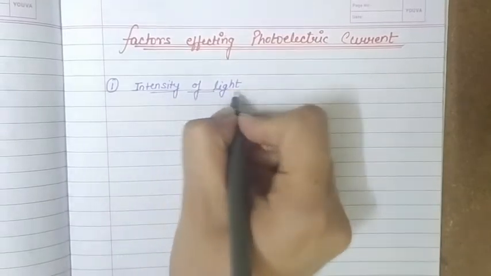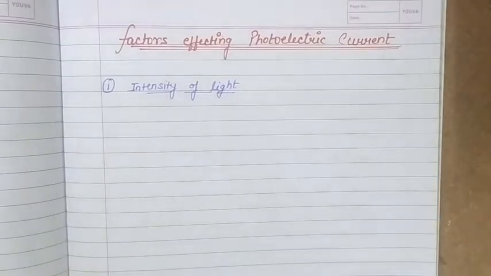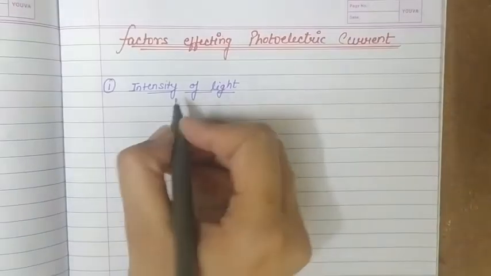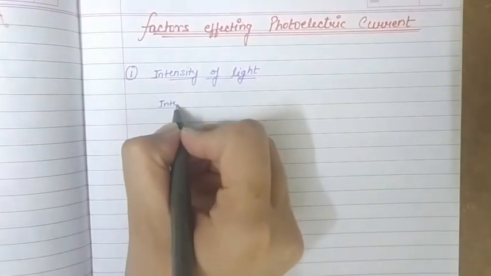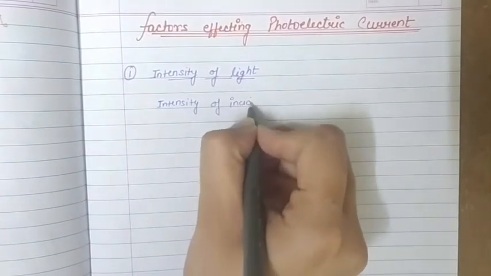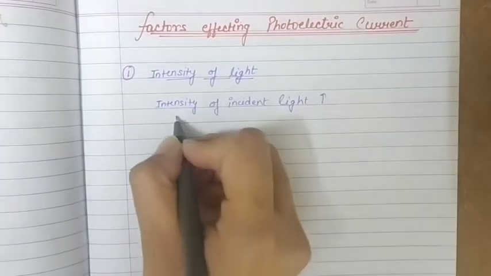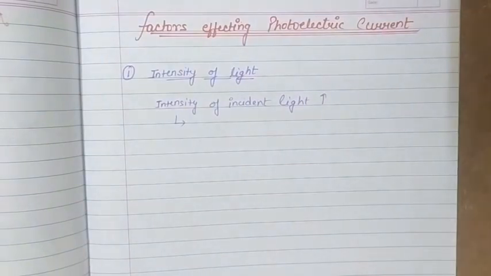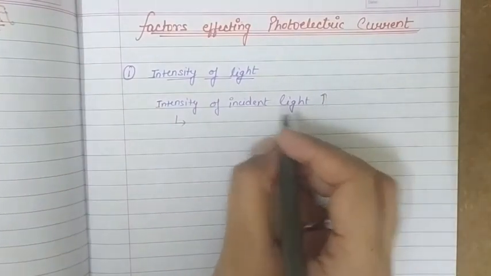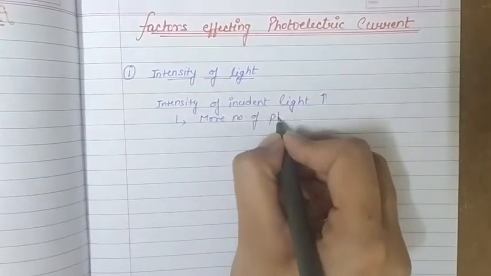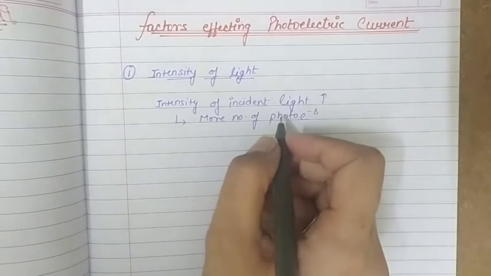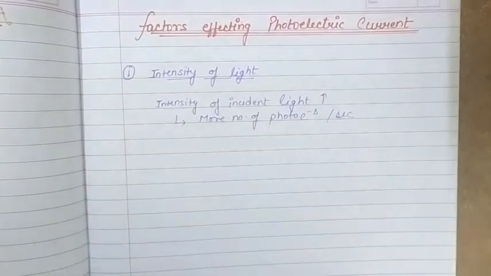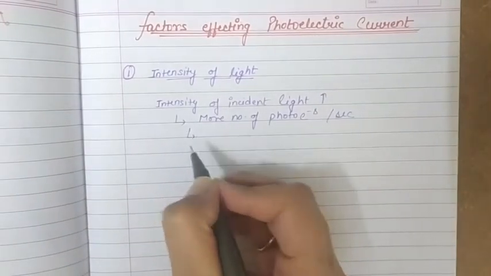It affects the value of photoelectric current such that, by increasing the intensity, we mean that we are increasing the number of photoelectrons emitted per second. So if the intensity of incident light is increased, it implies there will be more photoelectrons emitted by the metallic plate. We get a greater number of photoelectrons, and since this is the number of photoelectrons per second, the photoelectric current that we are getting in the external circuit is also increasing.